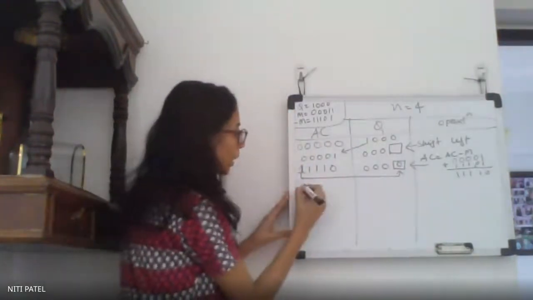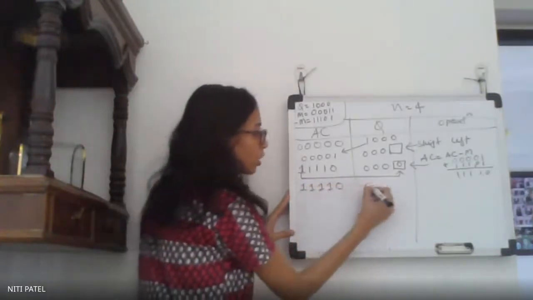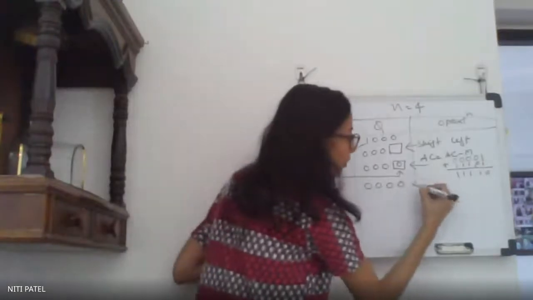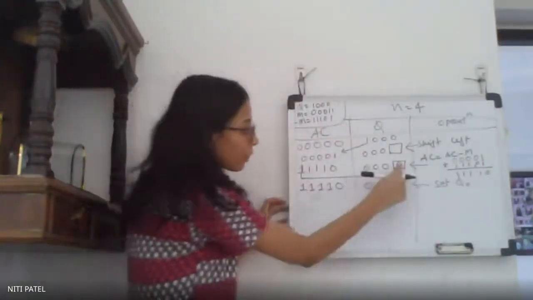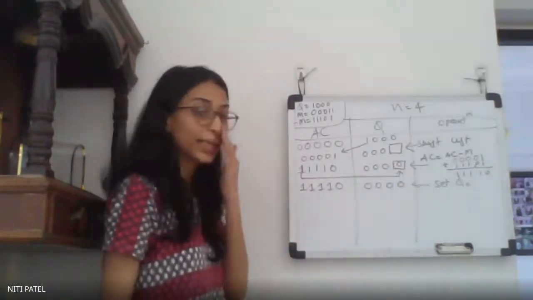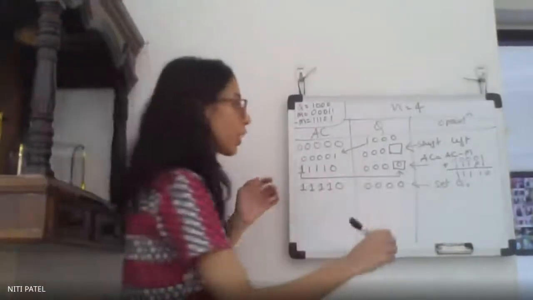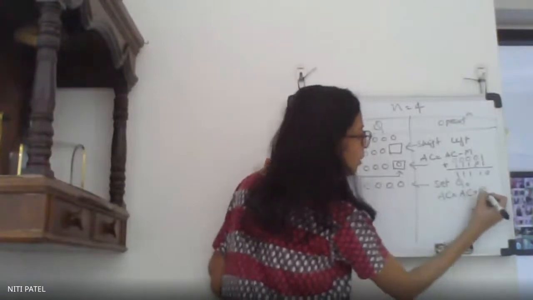Okay. So what is my new result? 1, 1, 1, 1, 0, 0, 0, 0, 0. What I have done over here is I have set Q0. So I have set the Q0 bit as 0. After I set the value of Q0, what I have to do is AC is equal to AC plus M. So I do AC is equal to AC plus M.